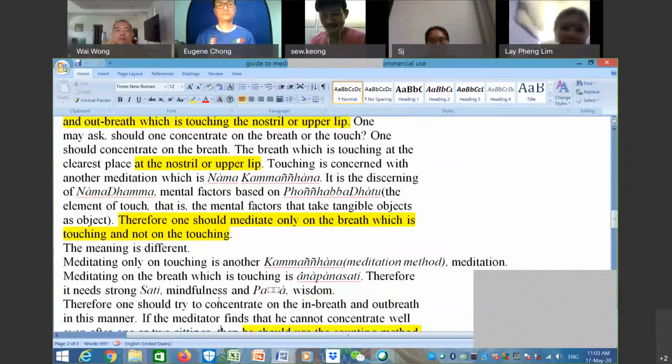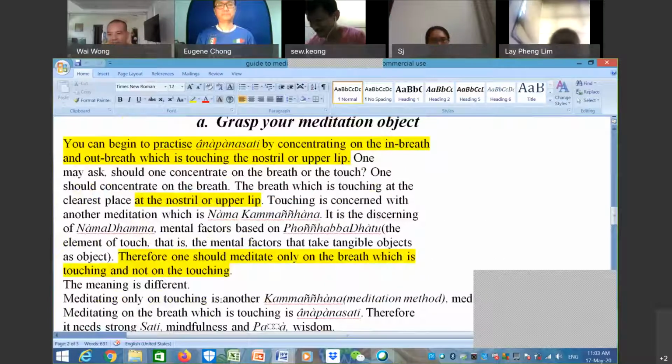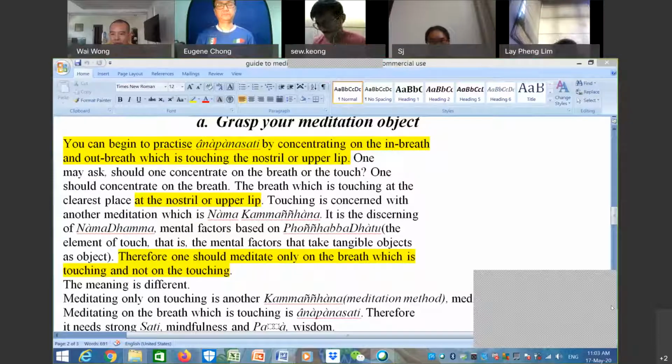Okay, thank you so much. Please highlight the point. Yeah, already highlighted. Already highlighted. Okay. Yeah, Tiong Hill, already highlighted also.